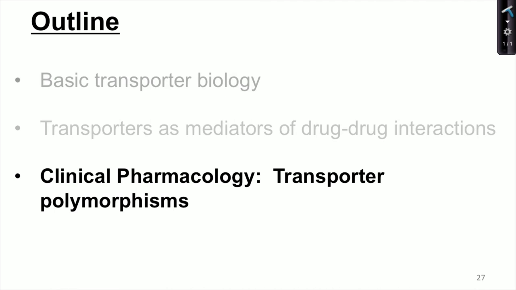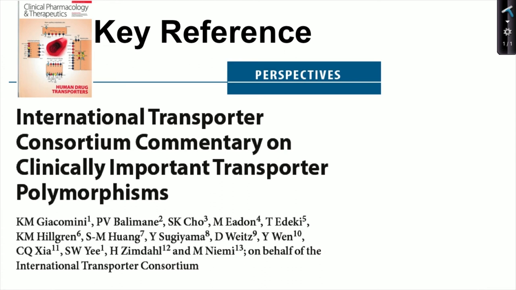Okay, in this section, I'm going to describe transporter polymorphisms, and I'm going to talk to you about pharmacogenomics. But instead of pharmacogenomics focused on drug metabolizing enzymes, I'm going to talk to you about pharmacogenomics that involve polymorphisms in important drug transporters. There's a key reference. This was authored by the International Transporter Consortium, and it was published in, I think, 2013. And it is focused on clinically important transporter polymorphisms. And there have been a wealth of studies published on transporter polymorphisms and the role they may play in drug toxicity, drug response, drug disposition. But this particular reference really distills a lot of information in the literature to the most important transporter polymorphisms that we need to be concerned with at this point in time.